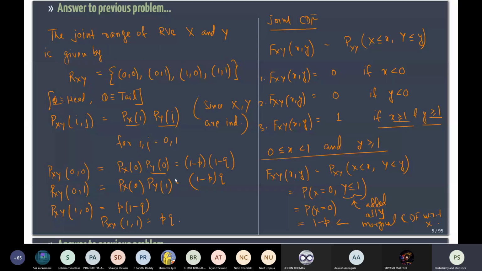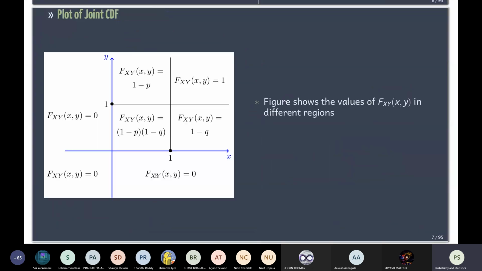The important thing we note here is that we used the fact that they were independent, and that made our life easier, because then individually we know how to compute the probabilities in the case of Bernoulli. I hope I'm not saying binomial. We are talking about Bernoulli here.